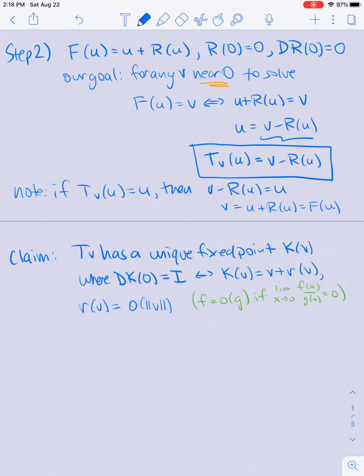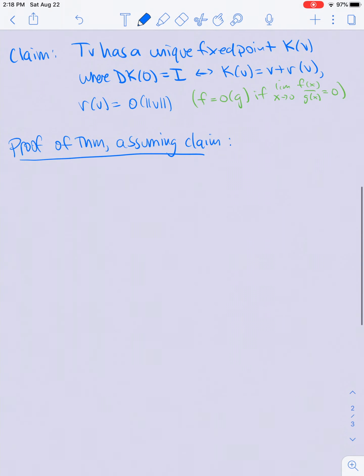And so why can we prove the theorem from the claim? The proof of the theorem assuming the claim. Okay, so if the claim is true, then we just set f inverse of v to equal k of v, and we're done. This gives us our inverse.